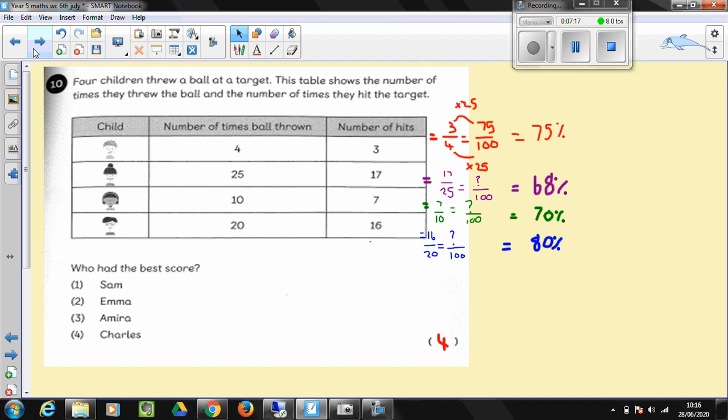So here are our percentages. That means Charles has the best percentage and he had the best score.